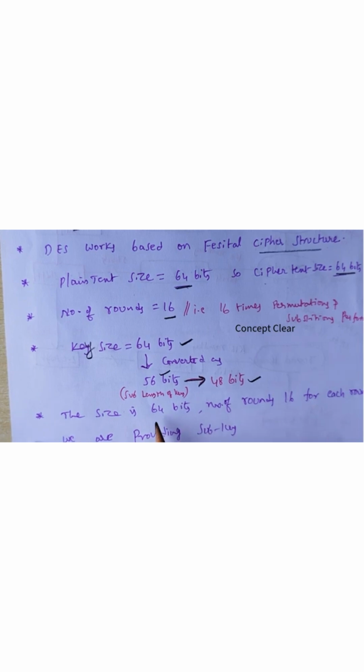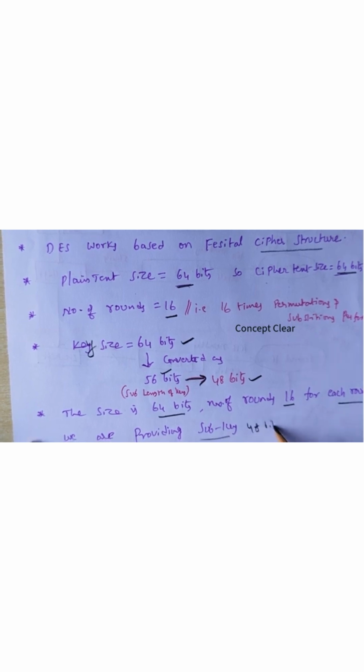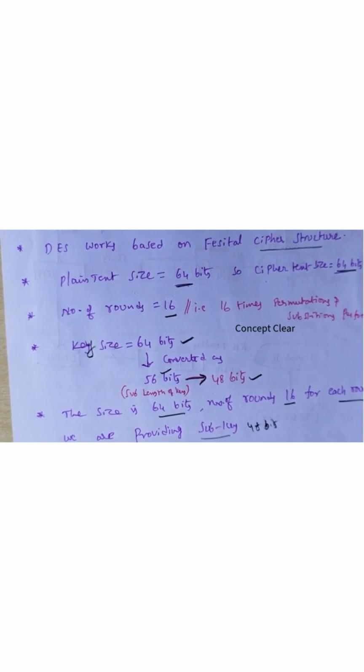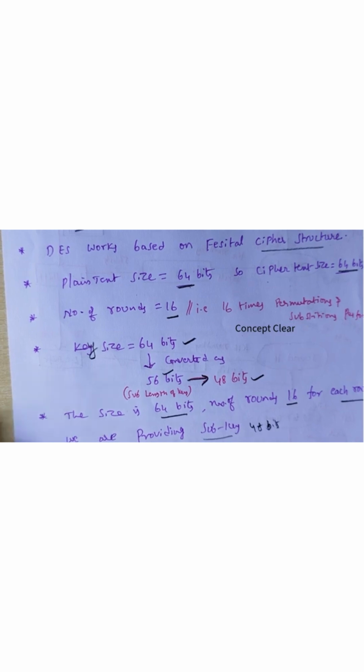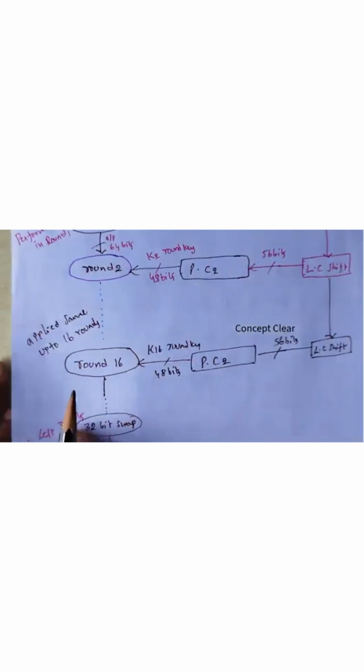With the size of 64 bits, the number of rounds is 16. For each round, we are providing a subkey of 48 bits. That means from 64 bits, we are generating 16 subkeys. For each round, we have to generate a subkey. Okay, clear?